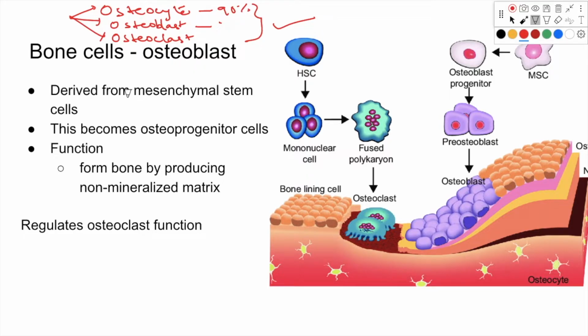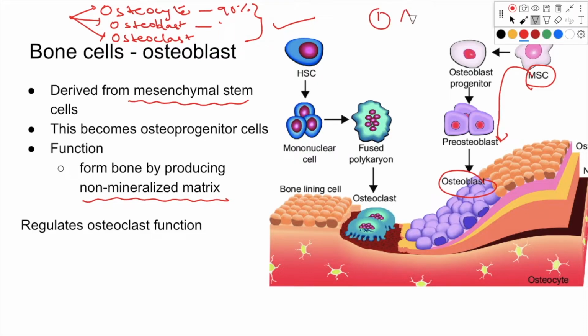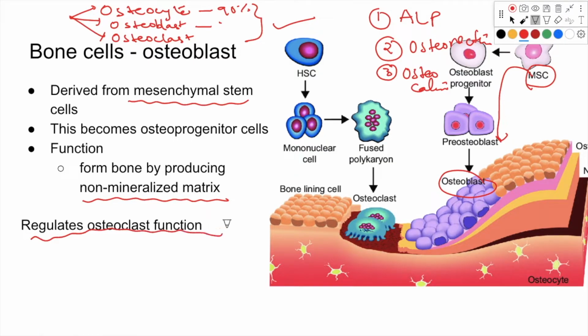So let's begin with the osteoblast. Osteoblast is derived from mesenchymal stem cells. All of us know this. It goes through a series of changes from an osteoblast progenitor to a pre-osteoblast, and then becomes the osteoblast finally. The osteoblast lays down the non-mineralized matrix of the bone. It produces the following products: alkaline phosphatase, osteonectin, and osteocalcin. So these are the things it produces for laying down the non-mineralized portion of the bone matrix. It also plays a very important role in regulating osteoclast function.